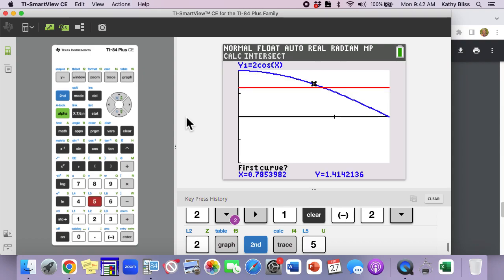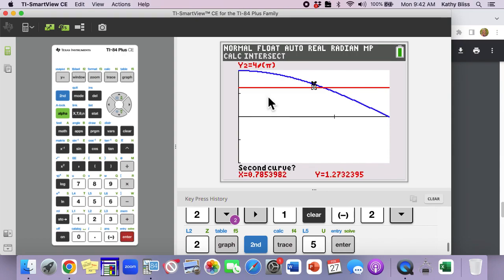So 5 intersect. And then it says the first curve. It doesn't matter which one you do first, so just go with what they've got there. So the first curve is the 2 cosine x, and then it asks you what the second curve is, and it automatically jumps to the next curve. You hit enter, and if you want to guess, if you want to move your cursor a little closer, you can to help the calculator along, but it's pretty quick in finding it.